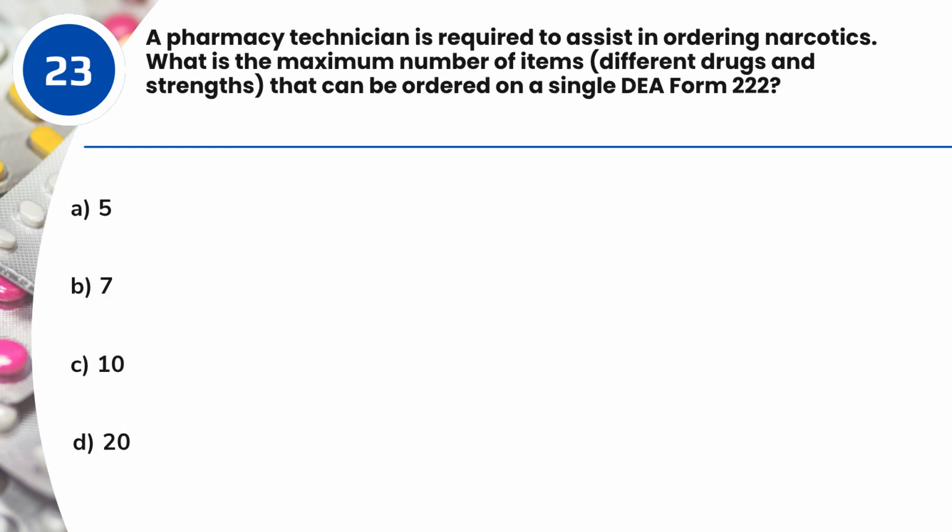Question 23. A pharmacy technician is required to assist in ordering narcotics. What is the maximum number of items, different drugs and strengths, that can be ordered on a single DA Form 222? A. 5. B. 7. C. 10. D. 20.